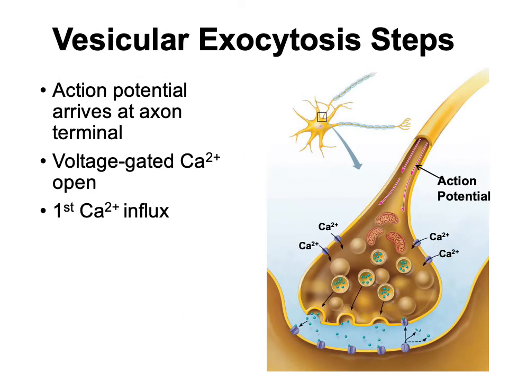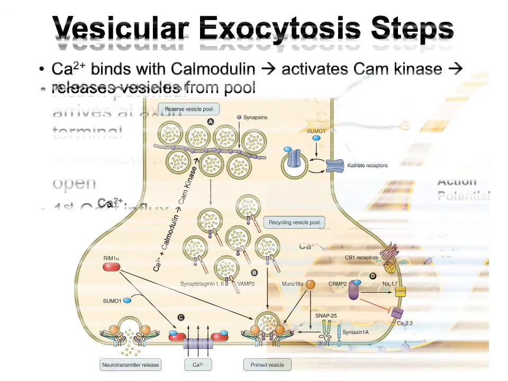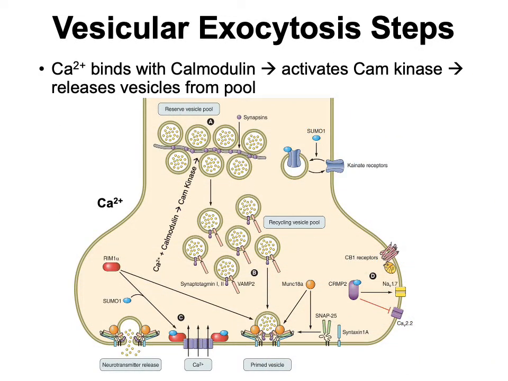We're going to get into the steps of a vesicle releasing the neurotransmitters. So to reiterate, first an action potential has to arrive at the axon terminal, opening the voltage-gated calcium channels, and you have your first influx of calcium. Once the calcium enters the axon terminal, it will bind with calmodulin. This calcium-calmodulin complex will activate CaM kinase, which will release vesicles from a pool.